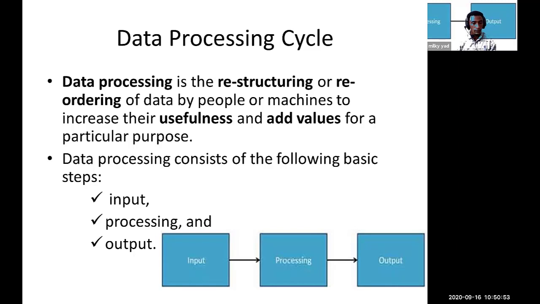The second one is the processor. The processor is also a major part of computer hardware, used to process data or convert input data into information. We also call it the central processing unit. The third one is storage. Storage is a hardware part of a computer to store data permanently or temporarily. The fourth one is the output unit.